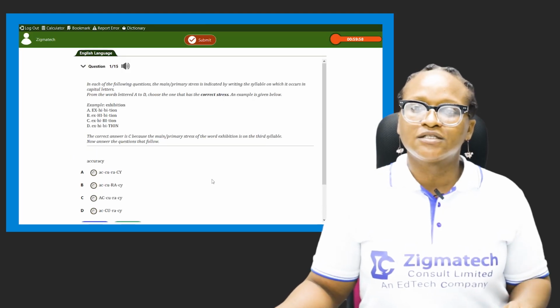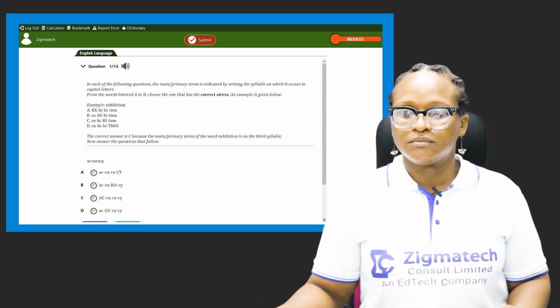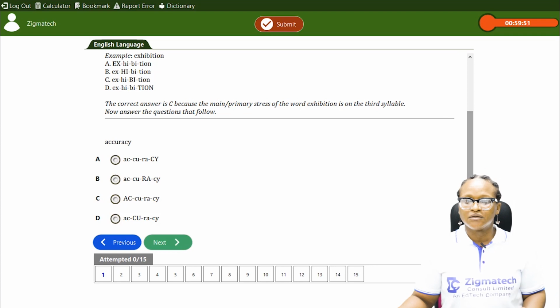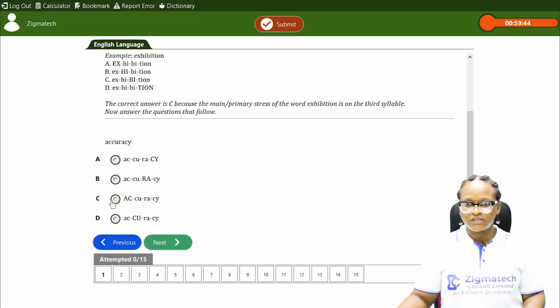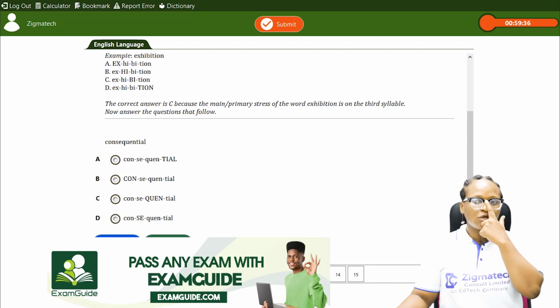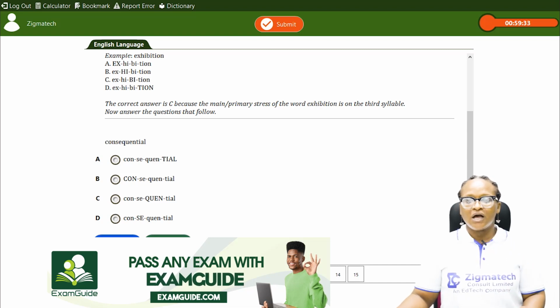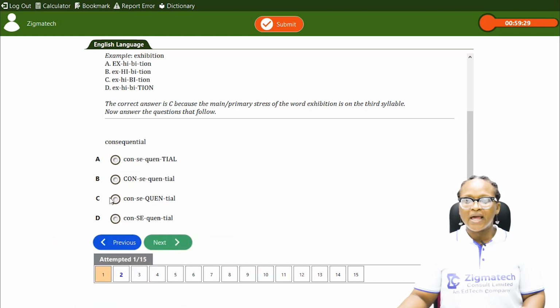All right, this is it. Now we have the word accuracy. Accuracy, all right. I'm giving this B as the answer. Next one, we have consequential. I told us words that end with TIAL are stressed at the penultimate. So this is consequential. That's C.